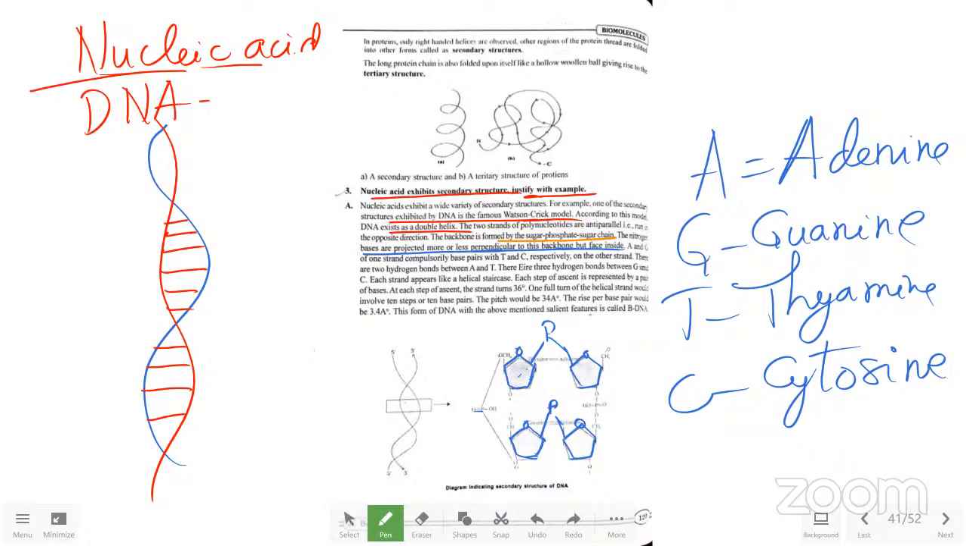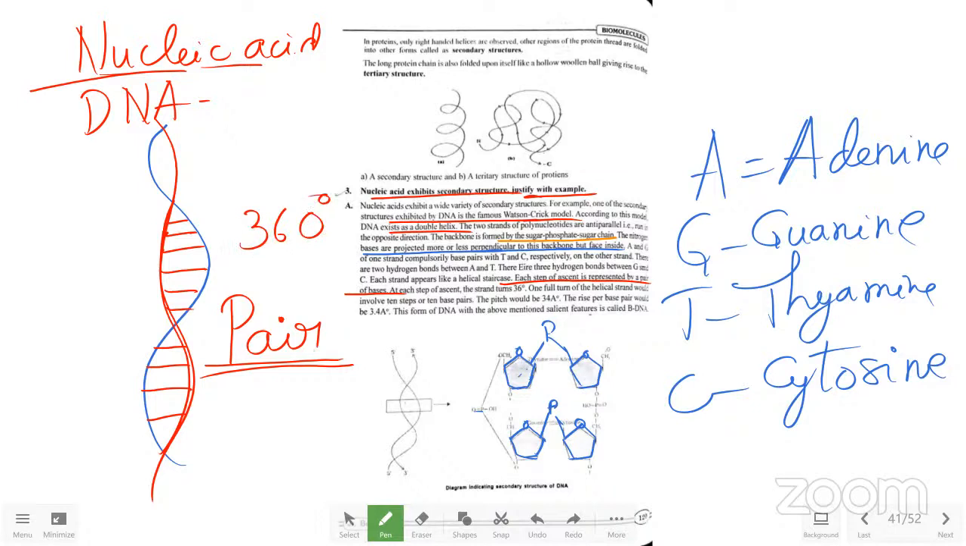Like this, in one helix, nearly 10 nitrogen bases are present, just like a staircase. Each step of ascent is represented by a pair of nitrogen bases. Whenever the two strands are there, the nitrogen bases present in between the two strands are present in a pair.